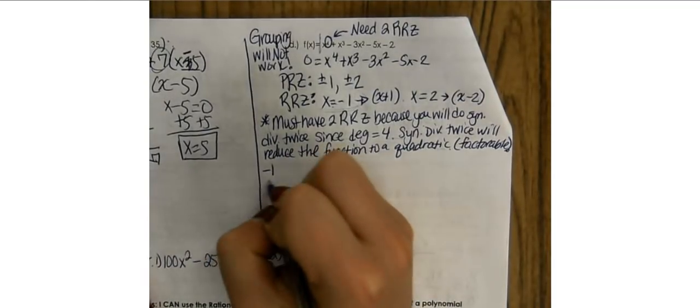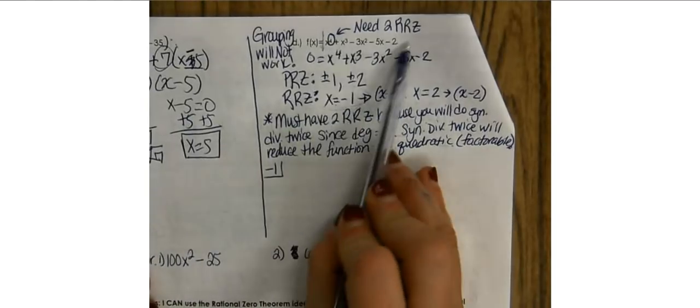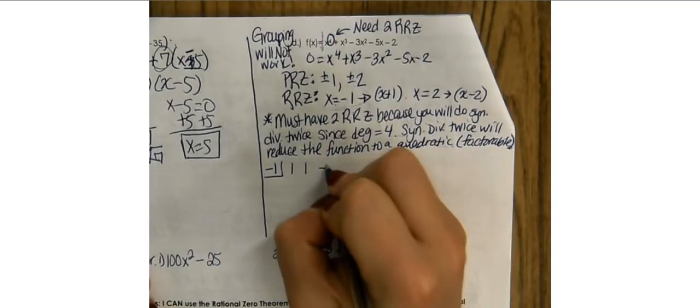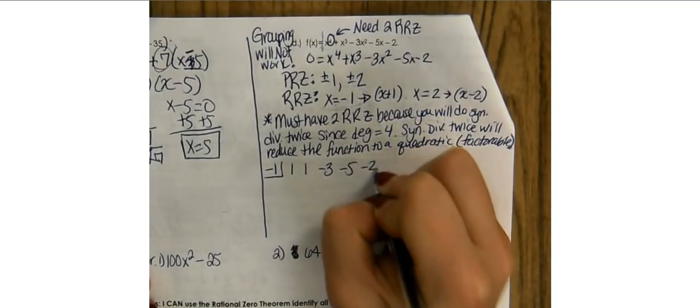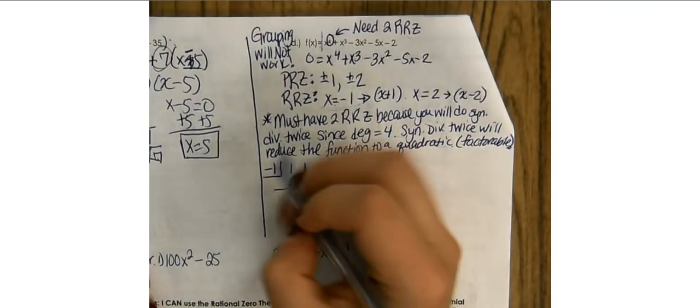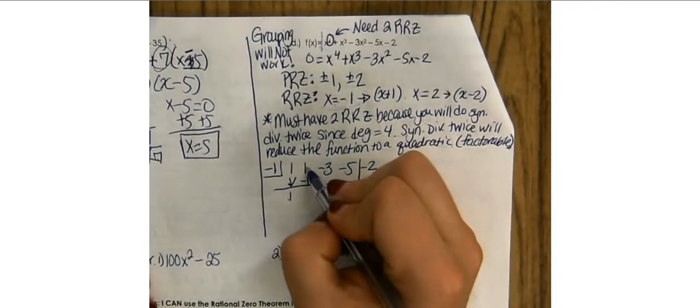All right, here we go. The first thing I'm going to do is work with negative 1, and I'm going to do synthetic division using my original problem. So I have 1, 1, negative 3, negative 5, and negative 2. I'm going to bring down the 1. Negative 1 times 1 is negative 1. 1 minus 1 is 0.